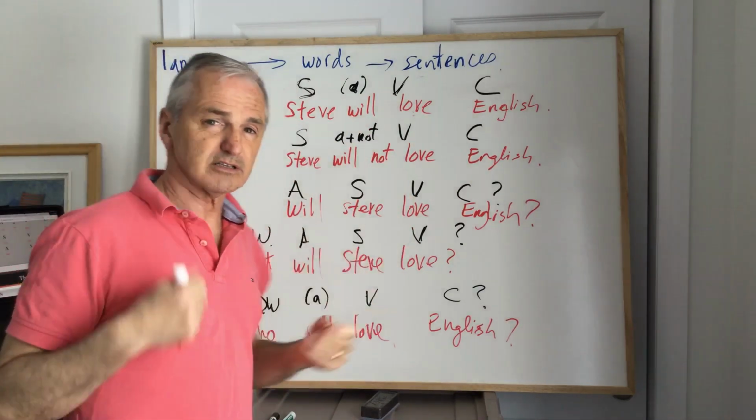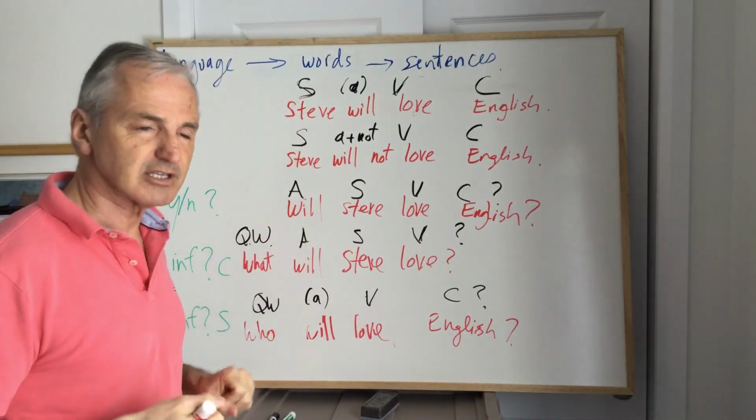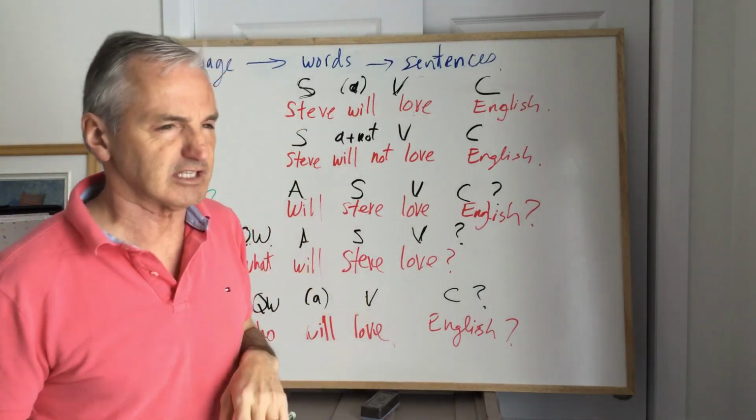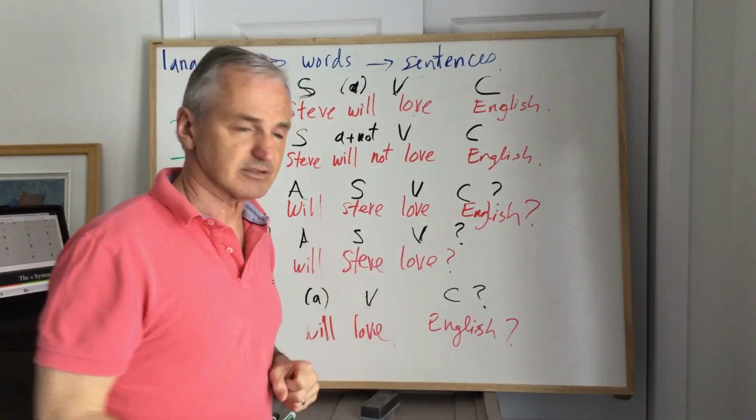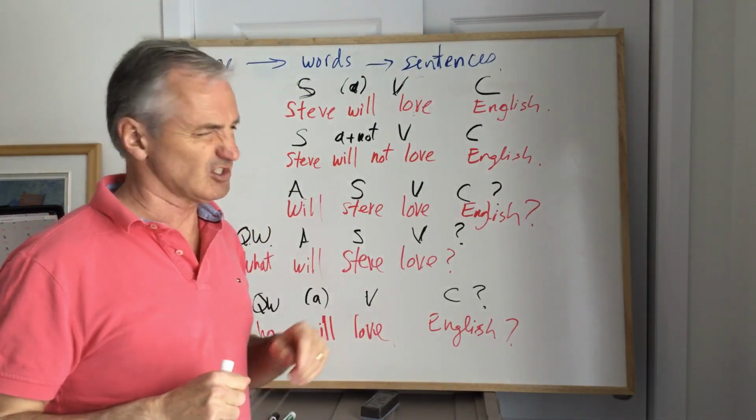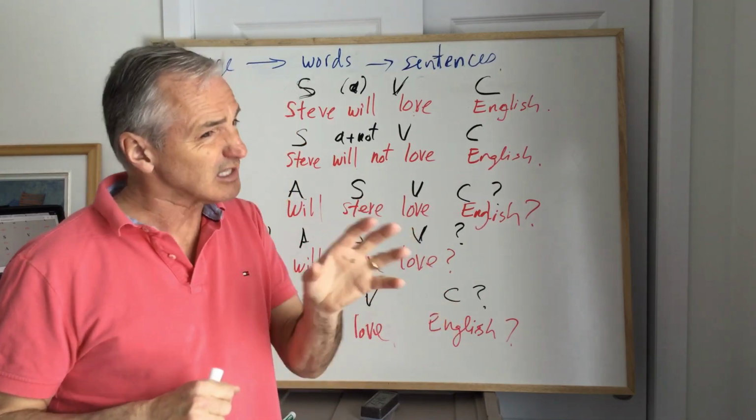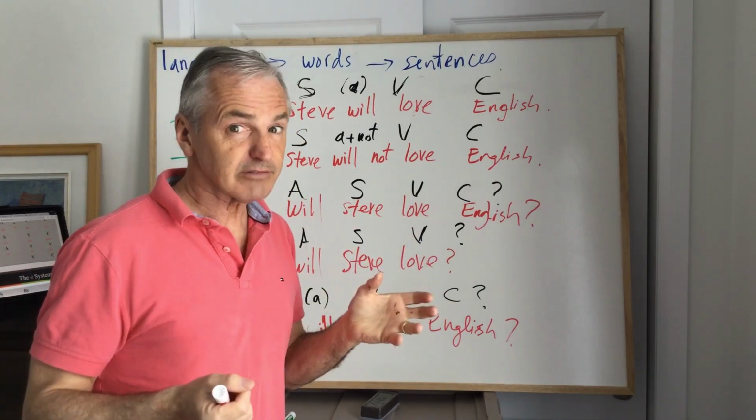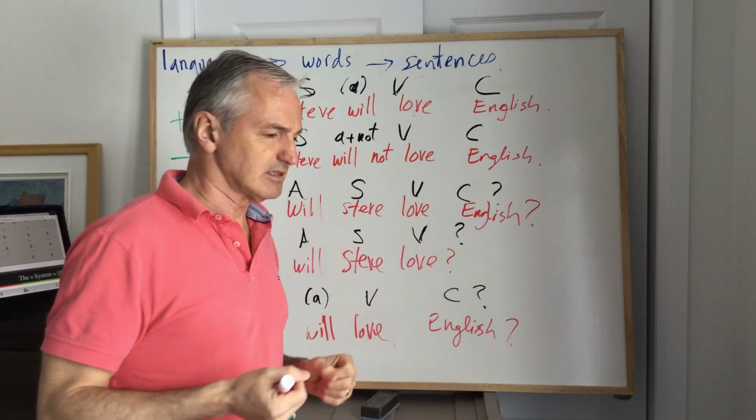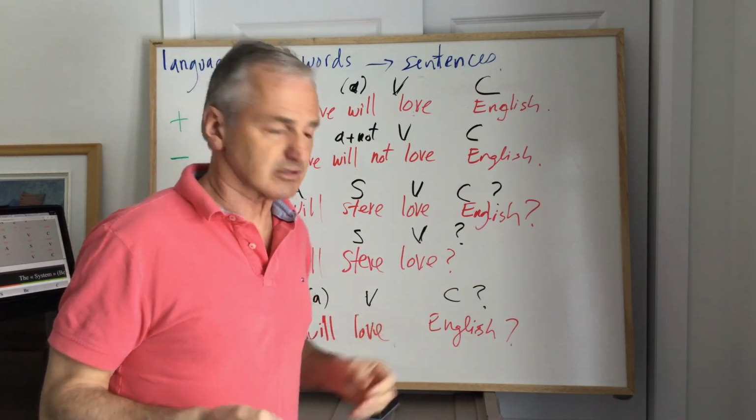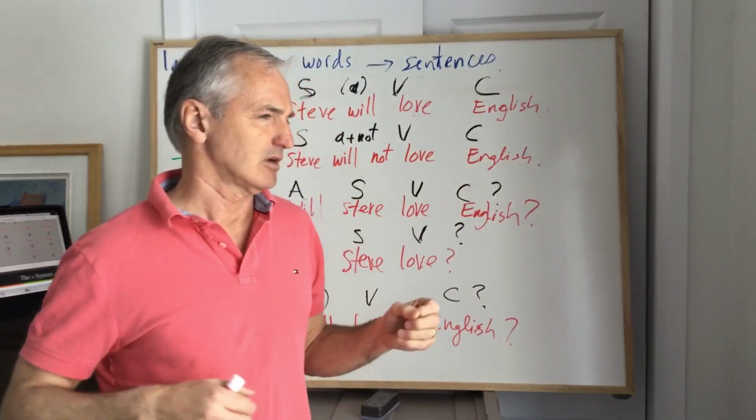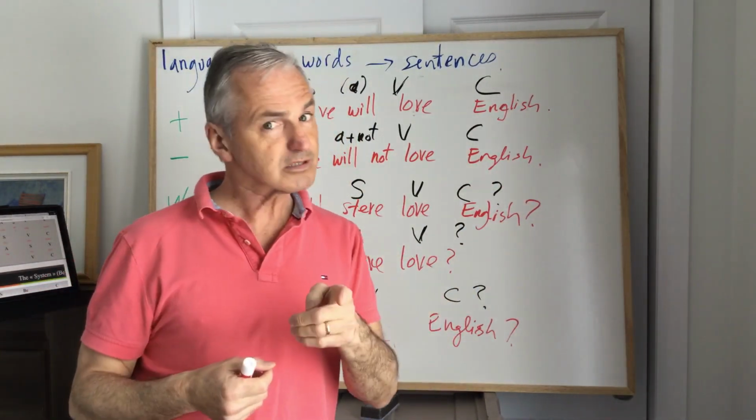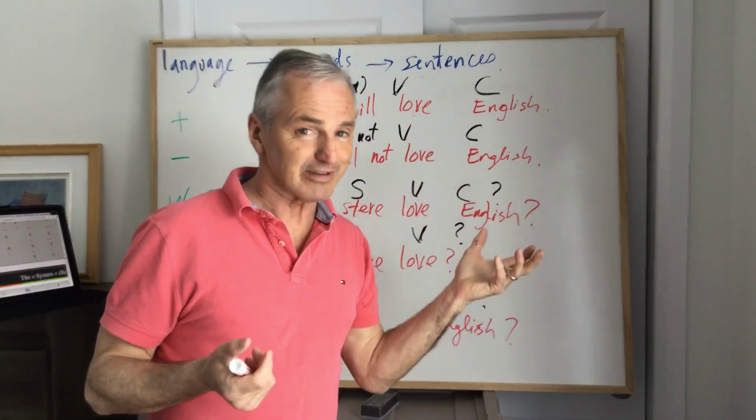This is a drill, okay? You're running, okay? Let's put it in simple present. Steve loves English. Steve does not love English. Does Steve love English? What does Steve love? Who loves English? Put it in the simple past. Steve loved English. Steve did not love English. Did Steve love English? What did Steve love? Who loved English? Put it in the future. Steve will love English. Steve will not love English. Will Steve love English? What will Steve love?